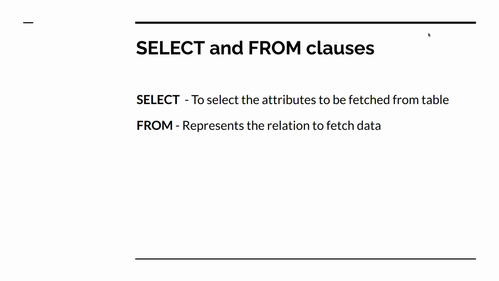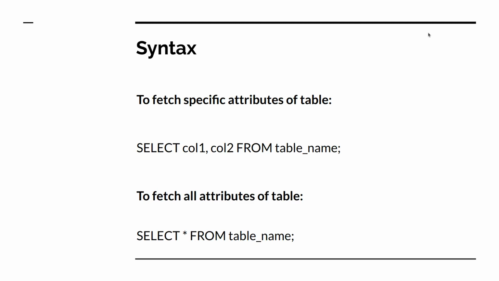Now let's see the syntax of fetching the data from a table using select and from clauses. If you want to fetch specific attributes of a table, you can use this syntax: select column1, column2 from table name. And if you want to fetch all the attributes of a table, then you can use this syntax: select star from table name. Now let's use both to fetch the data from a table.